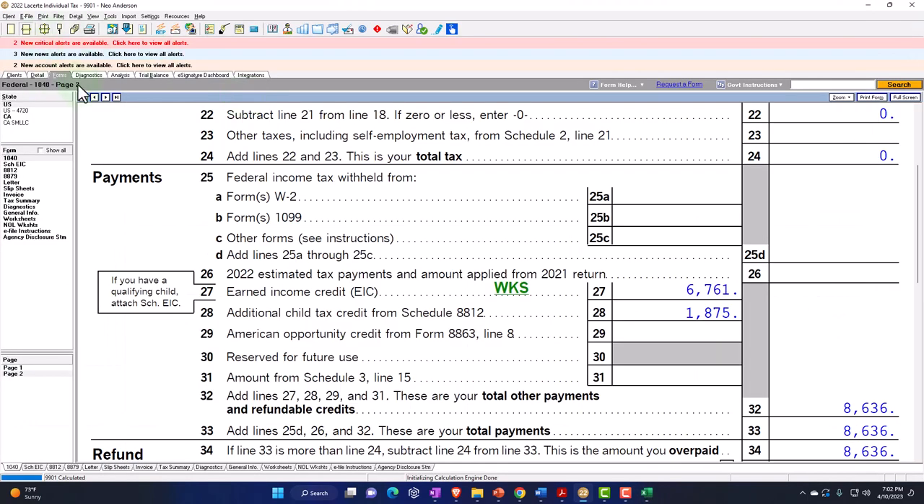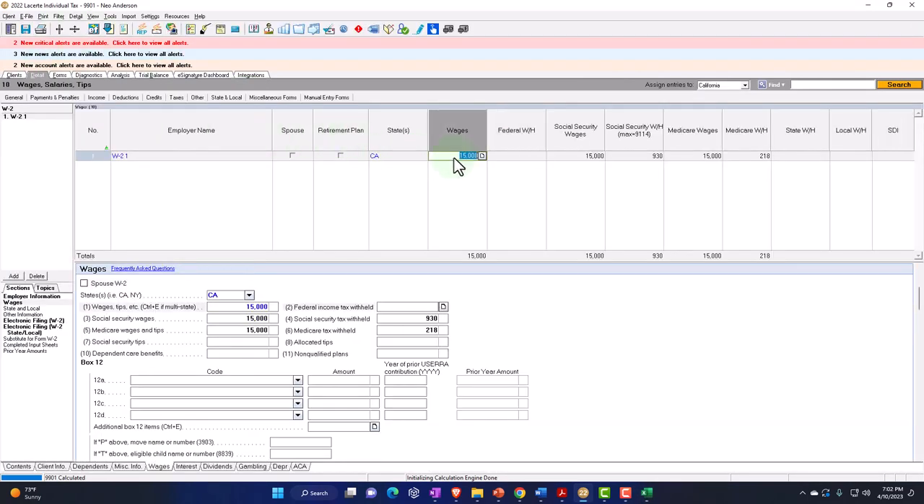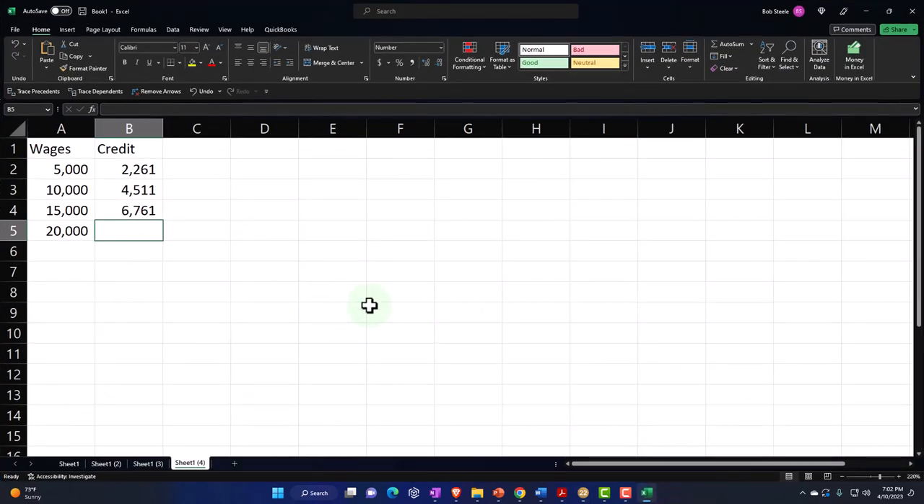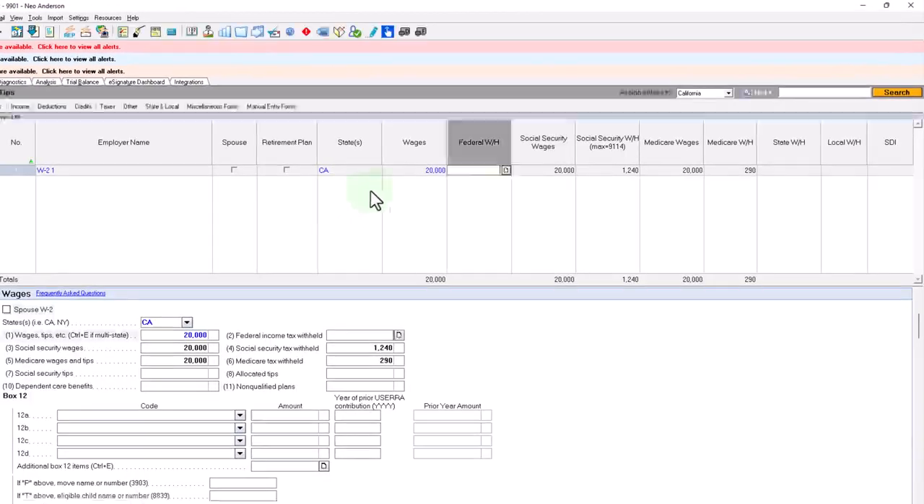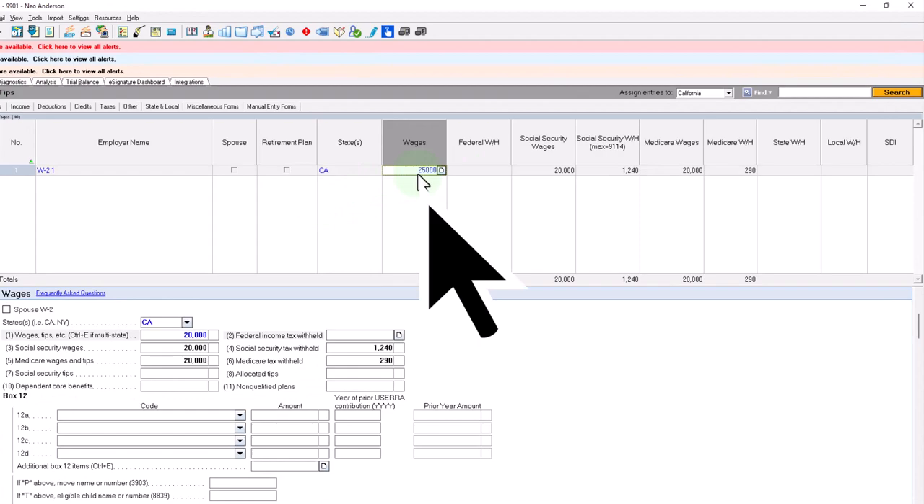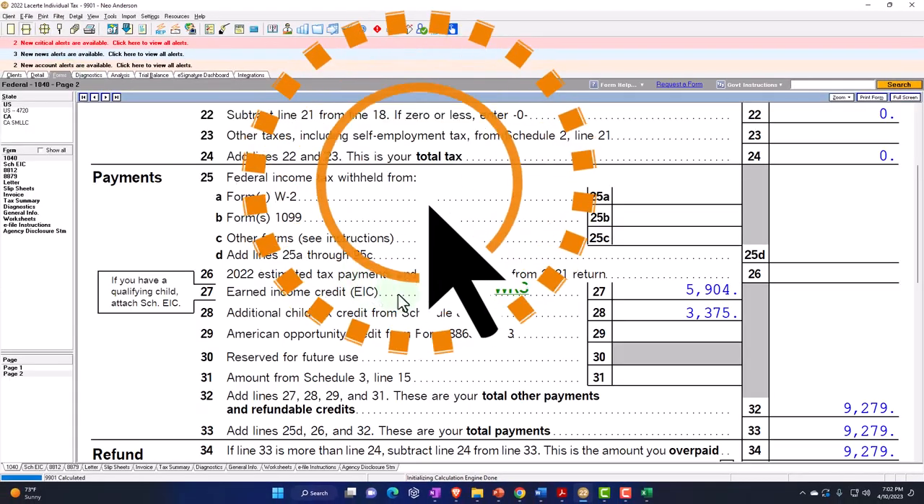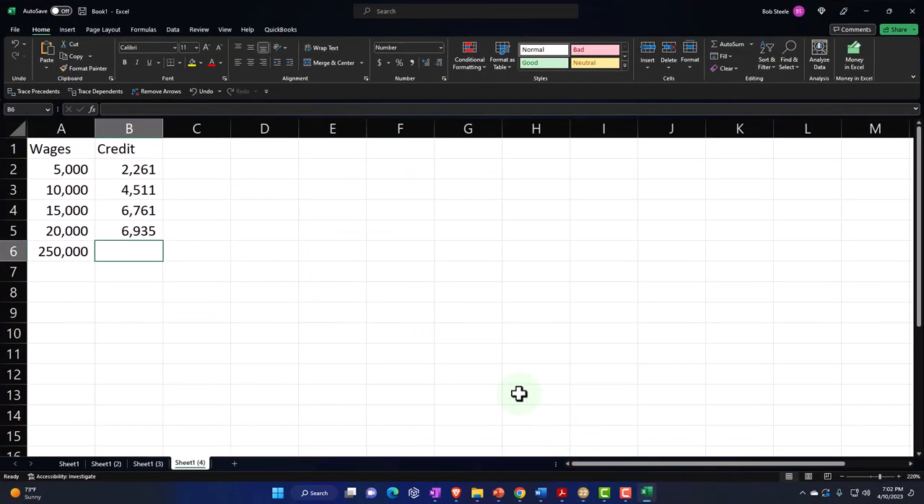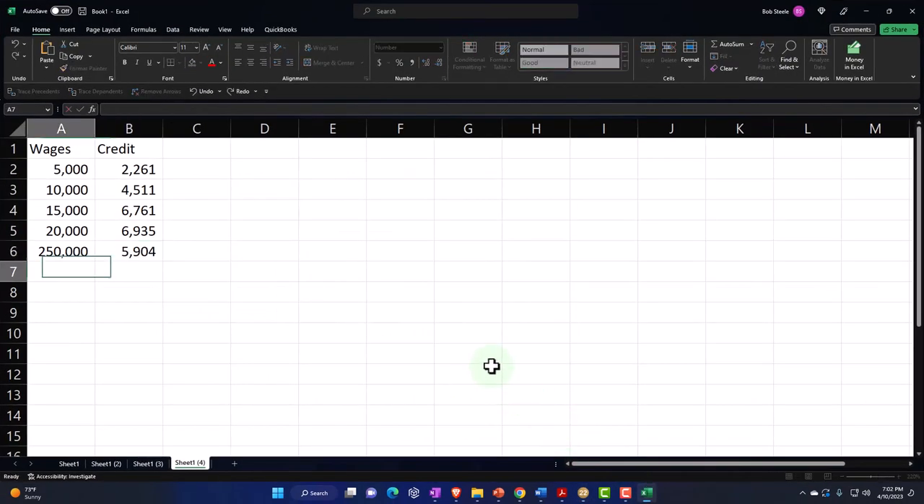6761. Let's go to 20,000. At 20,000, we get the 6935. That's at the max now. Let's go to 25,000, and bring that on over. That's now the 5904. So now it's going back down, 5904.